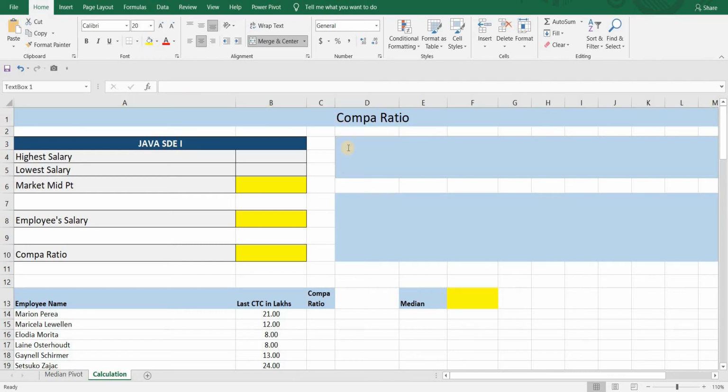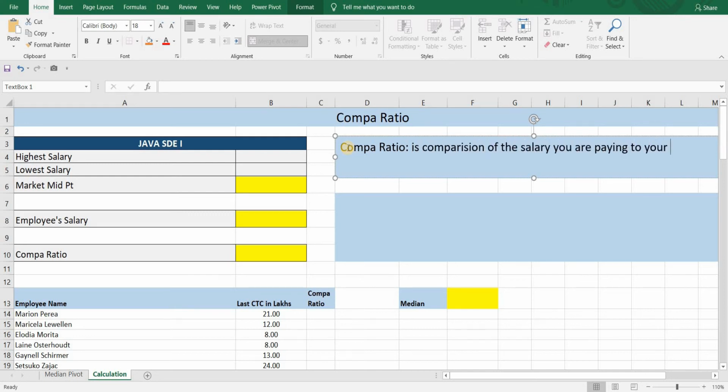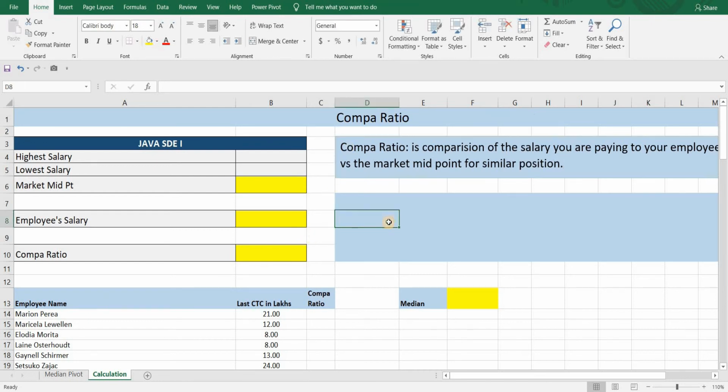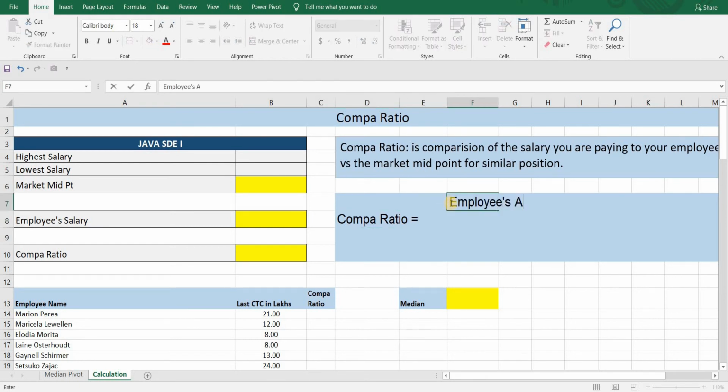First, let's understand what is compa ratio. Compa ratio is comparison of the salary you are paying to your employees versus the market midpoint for the similar position. Formula to calculate compa ratio is equals to employees' actual salary divided by market midpoint into 100.